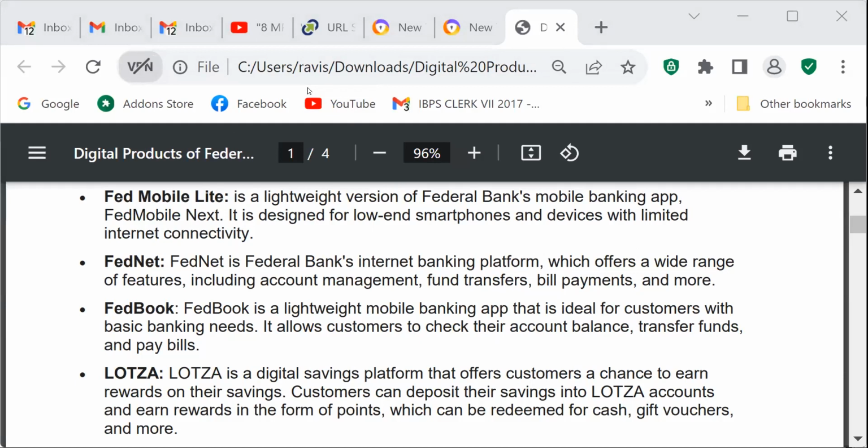Anlin Jeffy. Yes, sir. Anlin Jeffy, can you read from FedBook? Yes, sir. FedBook. FedBook is?